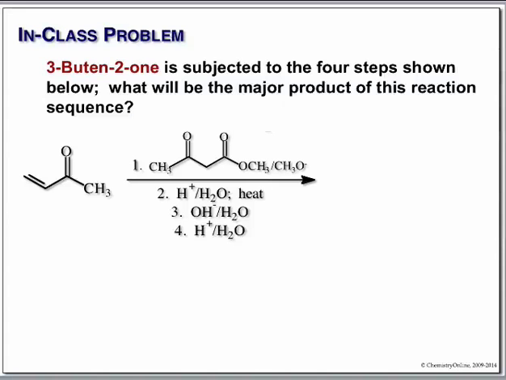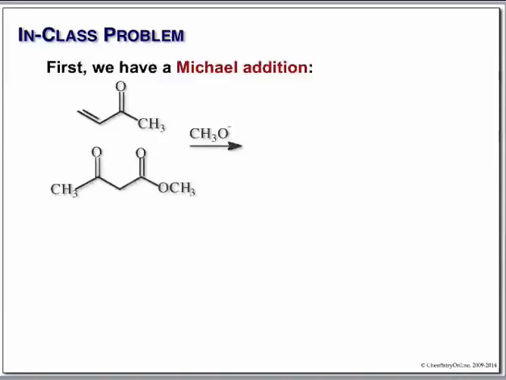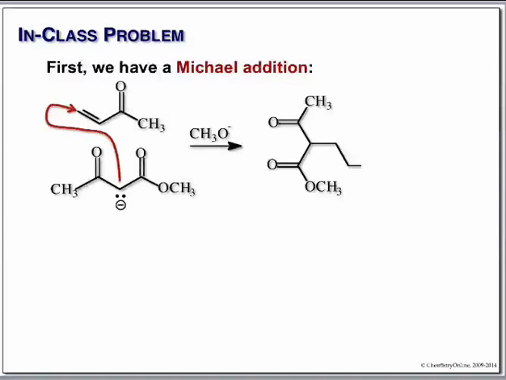Our first step, the anion is going to attack and do a Michael addition. This is our anion, where the electron density is, going to attack beta. There's our anion. The anion is our nucleophile at the beta position. And we get one of these strange-looking intermediates. Everybody should be happy with that.